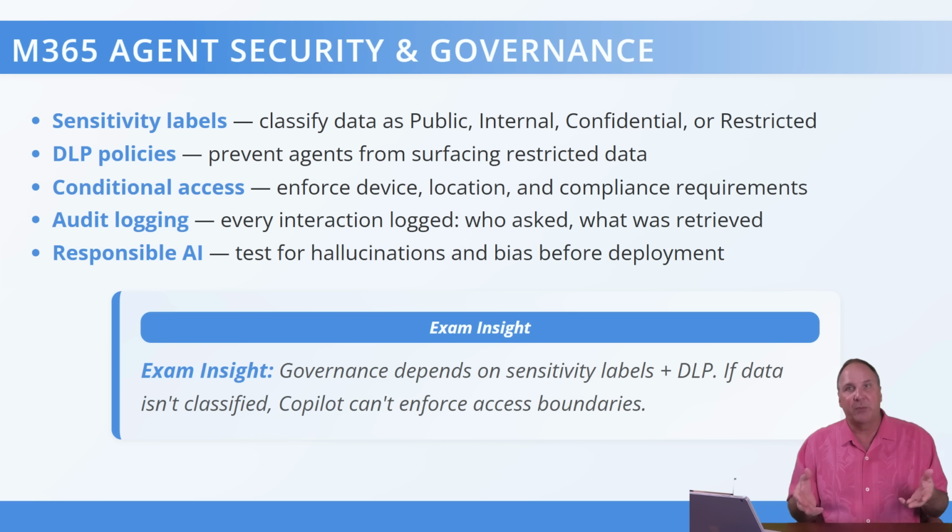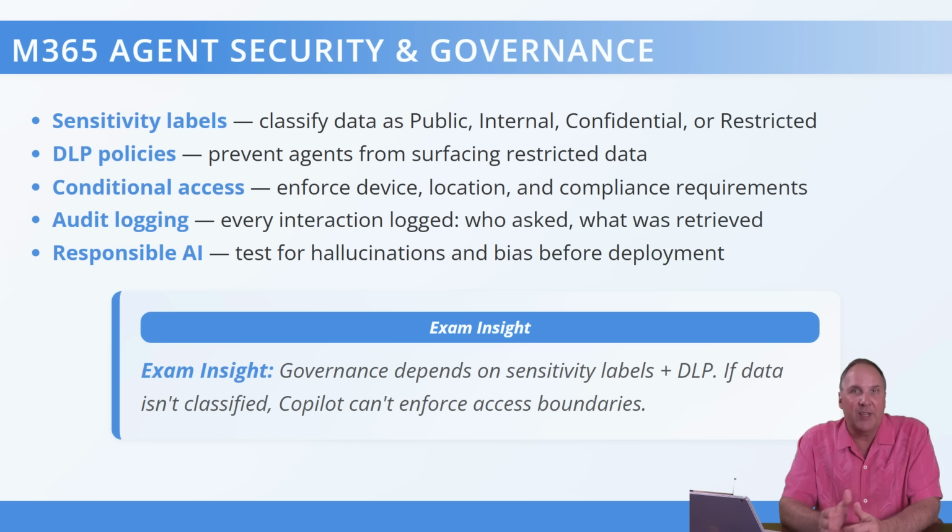Also, data loss prevention policies, or DLP policies, prevent agents from surfacing or sharing restricted data. Conditional access enforces device, location, and compliance requirements. And audit logging captures every agent interaction. Who asked? What was retrieved? What was returned? These logs are essential for your compliance and continuous improvement.